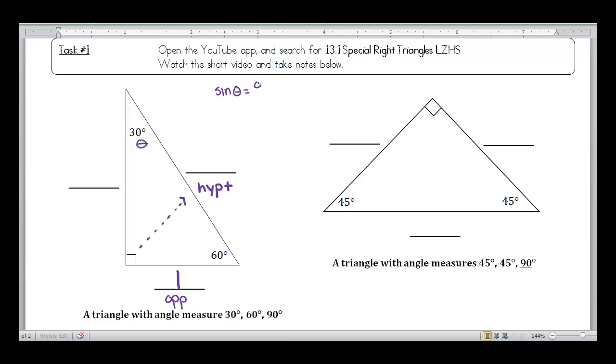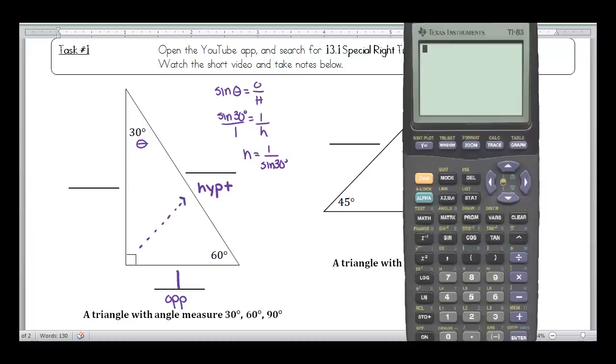The sine of theta was the opposite side divided by the hypotenuse. So the sine of 30 degrees would be 1 divided by the hypotenuse. If we solve this now for h, I need to do in my calculator 1 divided by the sine of 30. Remember, anytime you enter something in your calculator, you should check your mode and make sure that the degree symbol is highlighted. So now that I know I'm in the degree mode, I want to do 1 divided by the sine of 30, and that gives me a value of 2.